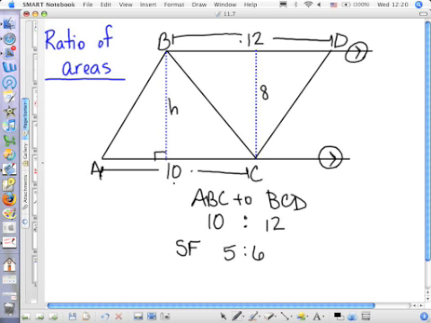All right, so if my scale factor is 5 to 6, then the ratio of the areas is what? 25 to 36. Very good. What would be the ratio of the perimeters? 5 to 6.